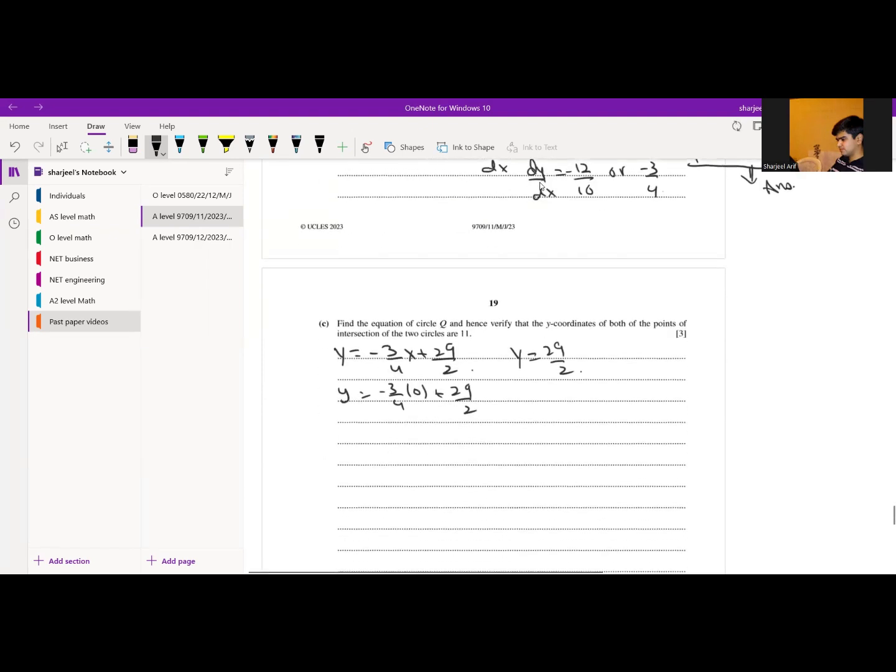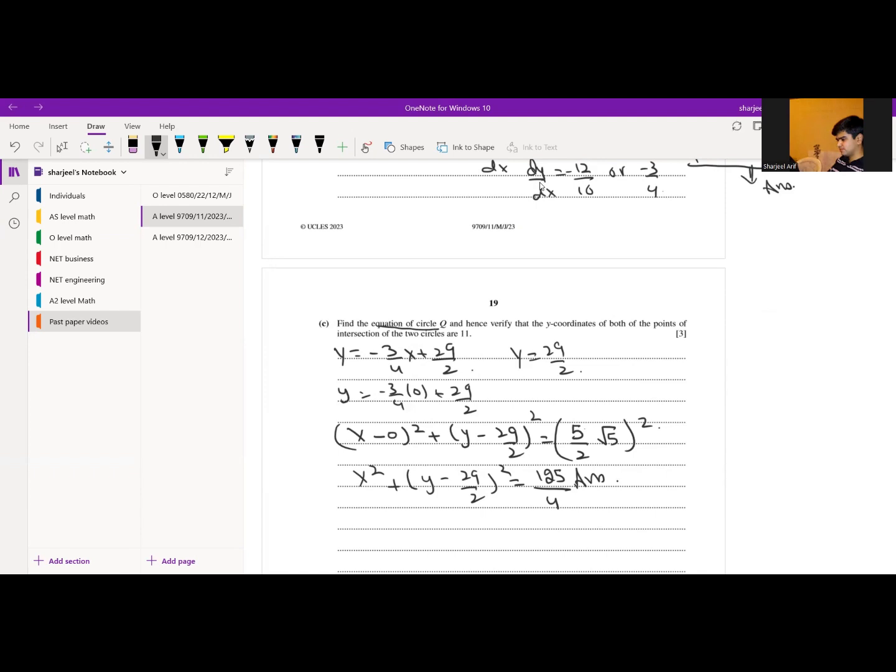Now we have to find the equation of circle. That will be x minus 0 whole square, y minus 29 by 2 whole square equals r square. And that r is given as 5 by 2 square root of 5, whole square. You will get x square plus y minus 29 by 2 whole square equals 125 by 4. You can solve it manually by taking the square of 5, and square root 5 square will be 5. So 25 into 5 will be 125 over 4. That would be your answer. We have to find the equation of circle Q, so that's our answer number 1.